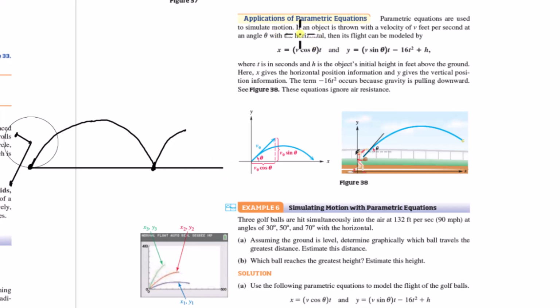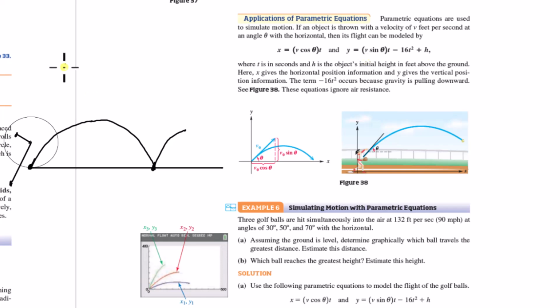All right, applications of parametric equations. Parametric equations are used to simulate motion. That's by far the most common application of parametric equations, where the parameter t is time, and you're mapping a parametric curve, a trajectory in 2D or 3D. If an object is thrown with a velocity of v feet per second at an angle theta with the horizontal, then its flight can be modeled by these two parametric equations.